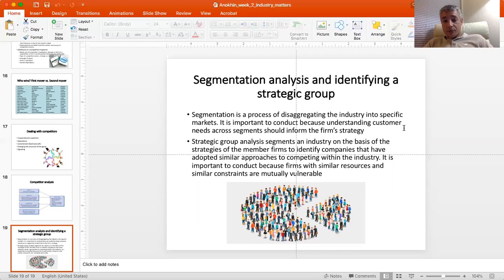Apart from that, you also try to run a strategic group analysis. And what this one does, rather than focusing on customers, here you look at competitors that have adopted similar approaches to competing within the industry, right? So here the focus is on competitors specifically, not so much customers, right? They're still important, right? They still determine the segments and everything, but you try to identify rivals that try to compete in very similar ways, because it means they're subject to the same environmental constraints, they have the same resources. So when a challenge comes or an opportunity comes, you'll be in a tough spot, right? You're mutually vulnerable. Those will be the companies you need to watch very closely.